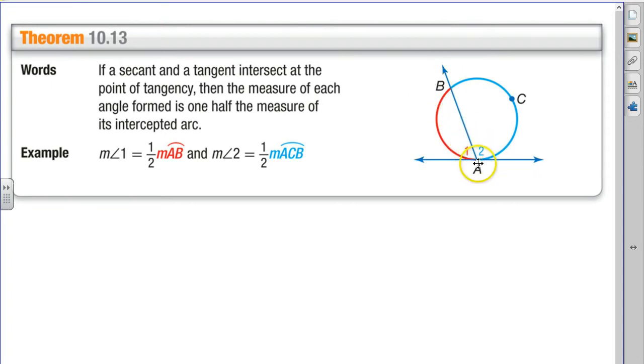Theorem 10.13, this one's on the circle. If the vertex is A for angle 1 and B for angle 2, well, angle 1 is half of the arc it cuts off, which is AB. And angle 2 is half of the arc that it cuts off, which is arc BCA.